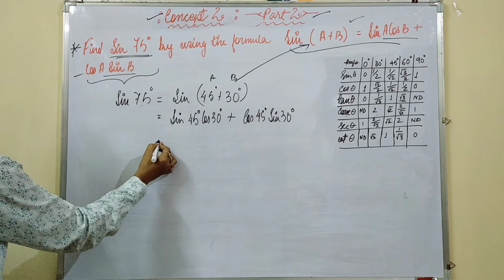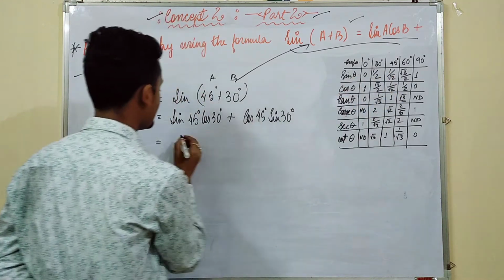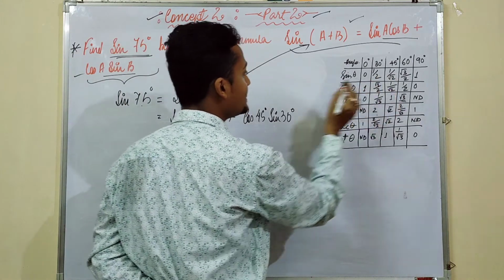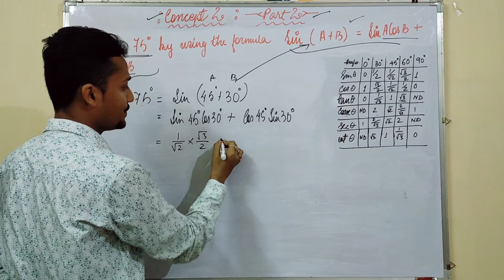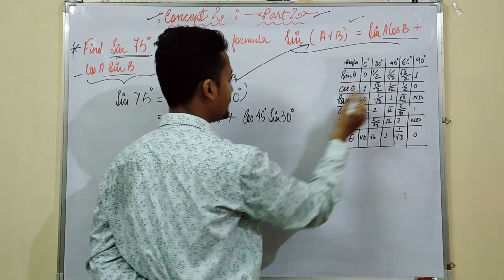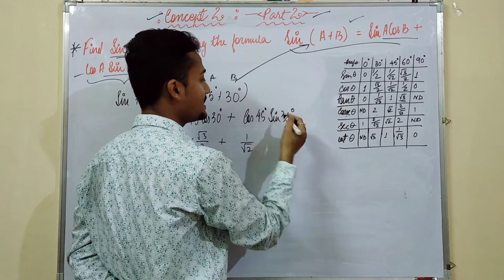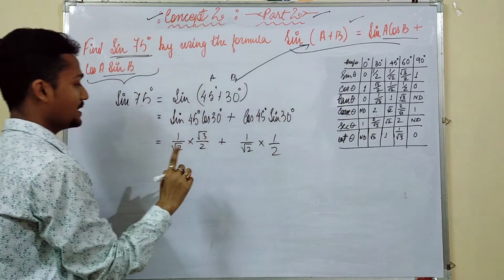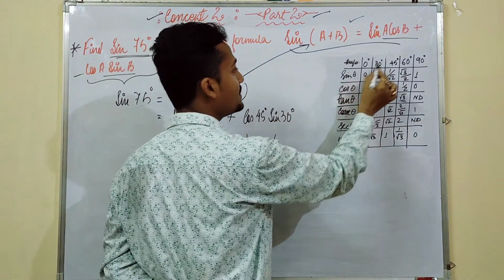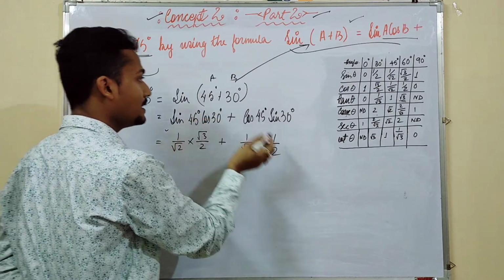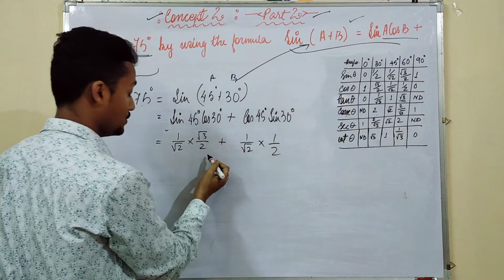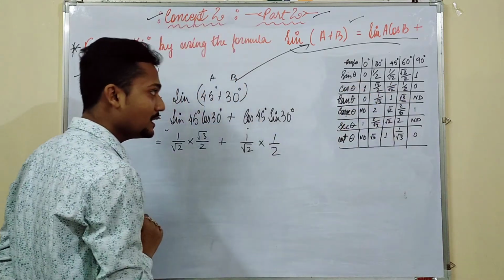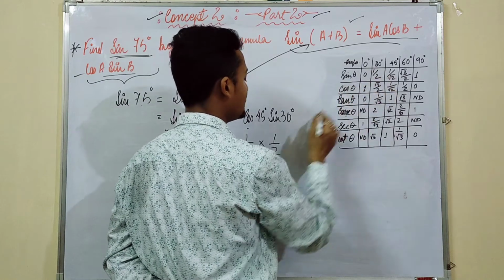See. Okay, now sin 45 is equal to what? Sin 45 is equal to 1 by root 2, into cos 30. Cos 30 is equal to root 3 by 2, plus cos 45 is equal to 1 by root 2. Then sin 30 is equal to 1 by 2. Always check once again. Sin 45 is how much? 1 by root 2, correct? Cos 30 is root 3 by 2, correct? Plus cos 45 is 1 by root 2, correct? Then sin 30 is 1 by 2.